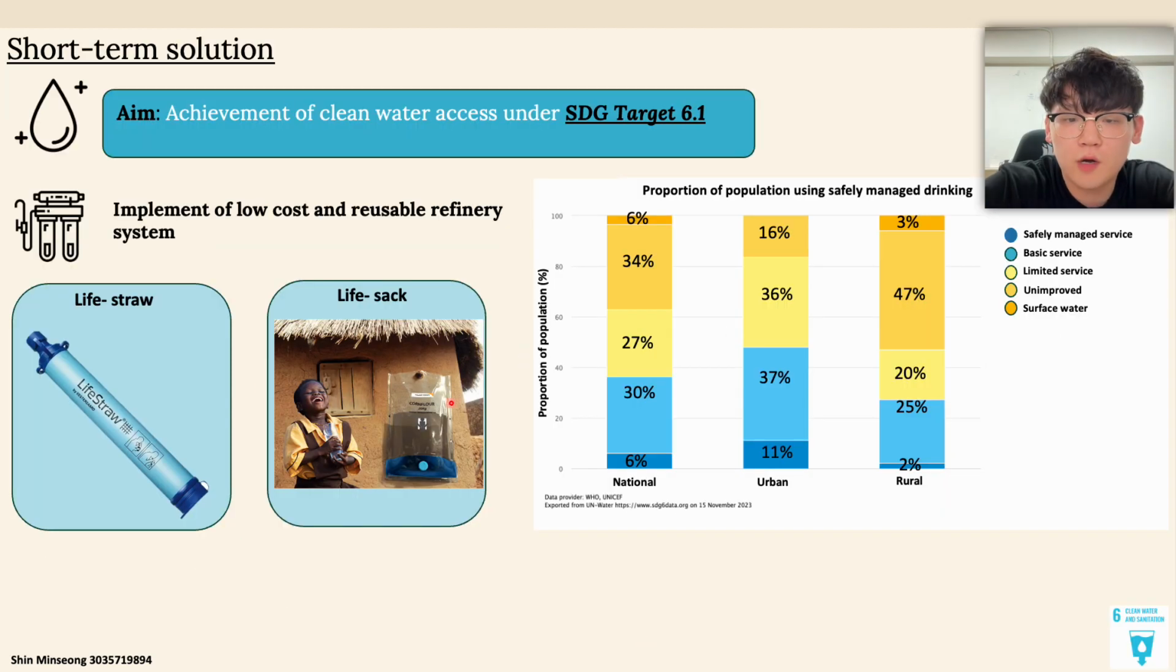To overcome the problem mentioned in the previous slide, I propose the achievement of clean water access under SDG target number 6. To do so, we must implement a low-cost and reusable refinery system. As you can see from the figure at the right-hand side, safely managed service is deficient throughout the country.